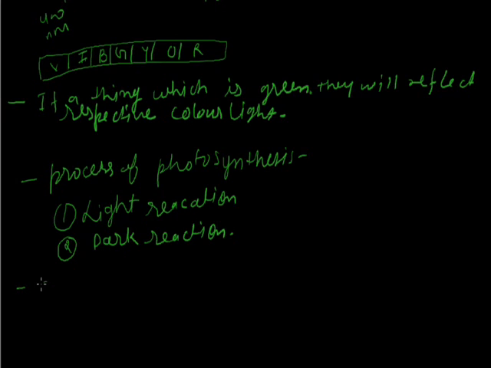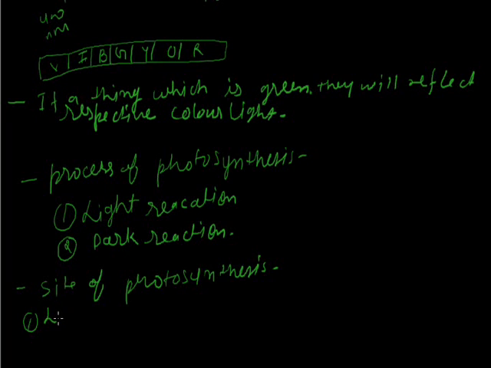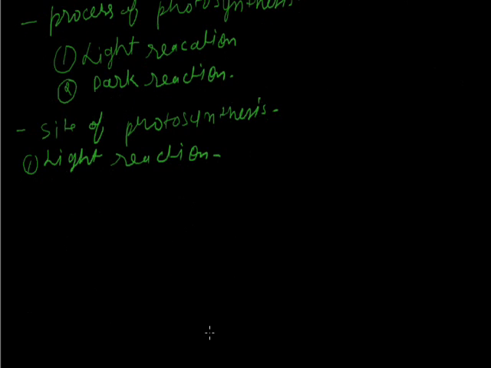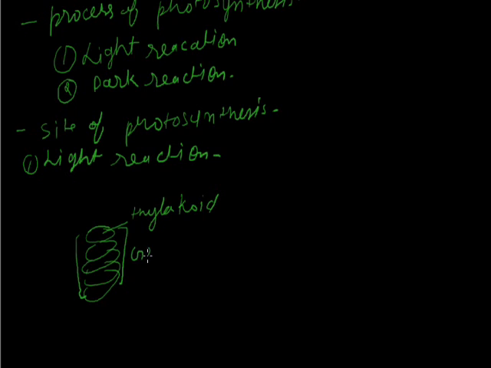Let's go to the site of photosynthesis, and we'll discuss the individual sites of light as well as dark reaction. First, I would like to discuss the site of light reaction. Initially, we have discussed that chloroplast has a plate-like structure, and these plates are superimposed on each other. Their unit is known as thylakoid, and the whole stack is granum.